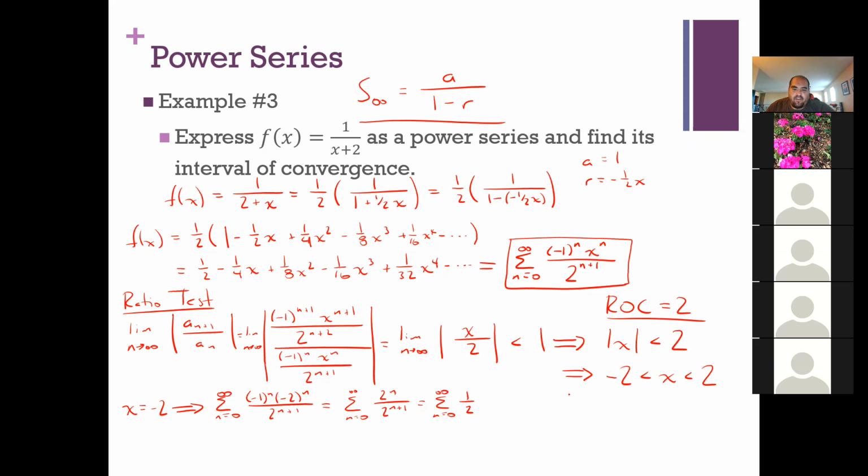Now I have a constant sequence, and I'm trying to take a series with it. This is the question I was trying to ask last time. This sequence, 1/2, does that sequence converge or diverge? The sequence converges, but the series diverges because the sequence does not converge to 0. So this one right here diverges.